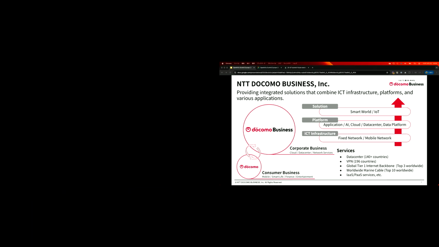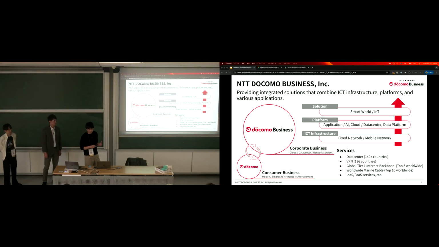Our company, NTT Docomo Business, is a core part of the NTT Docomo Group. We provide a wide range of services from ICT infrastructure, cloud platforms, and solutions. We provide these not just individually, but as integrated solutions. This is supported by our major global resources, such as a Tier 1 global internet backbone and data centers in over 140 countries.